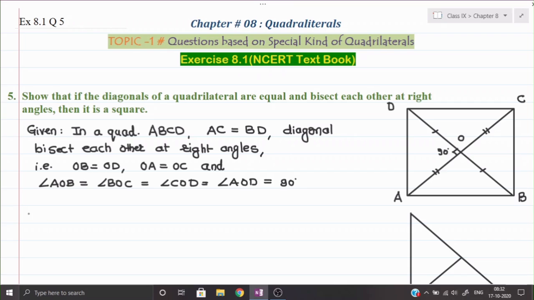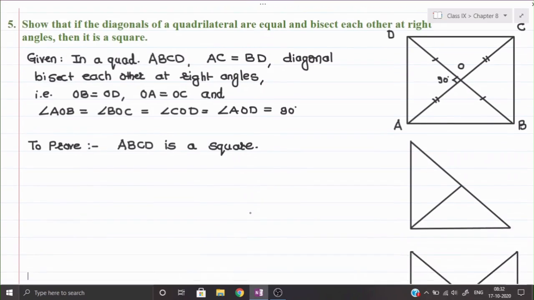Now what we need to prove here, that we shall write down. So to prove, we have to prove that ABCD is a square. So we will write down here: ABCD is a square, that we will prove. Okay, now let us start the proof of the question.